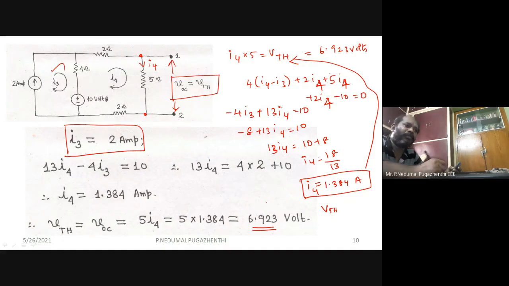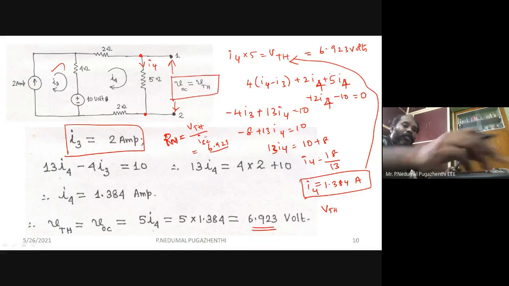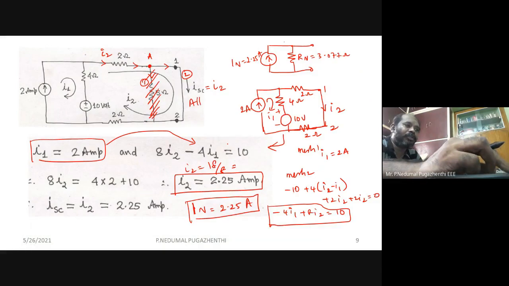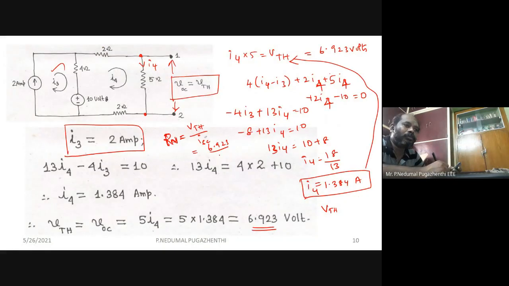So what does the formula say to find IN? Rn is equal to VThevenin by ISC. So VThevenin is equal to 6.923 divided by your I short circuit. I short circuit is equal to 2.25. So you try that.